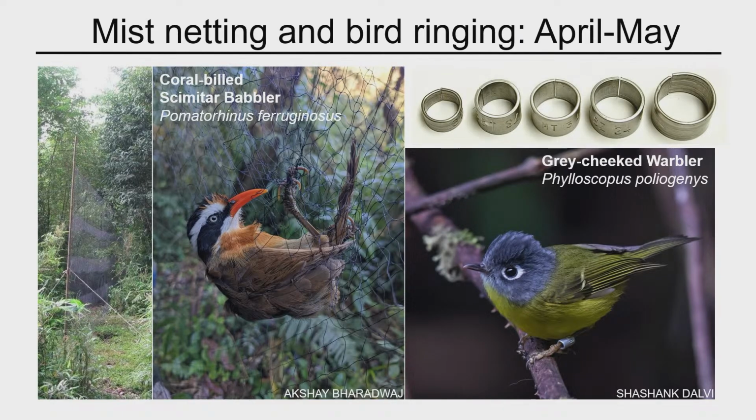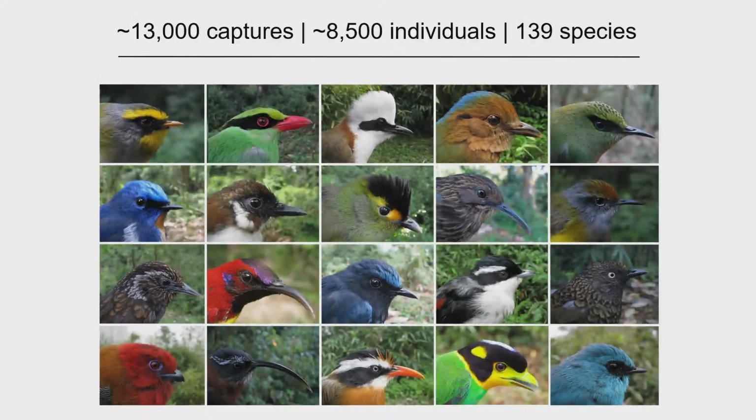We also looked at how the populations of birds change. Since we've been doing this study over 15 years, we're able to track the survival of birds over time. This can be done by catching the birds, putting these rings on them, and doing this regularly every year. So we know how many birds we ringed in our first year, how many we caught again in the next year, and so on. This allows us to track the survival and the demographics of these birds. Over the last 15 years, we have caught over 13,000 birds belonging to 8,500 unique individuals and 139 species.